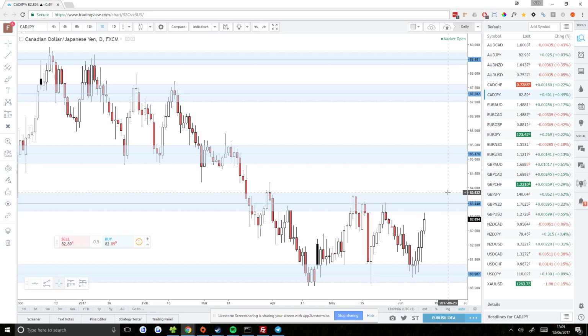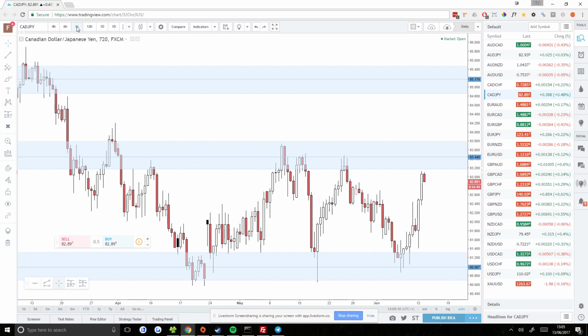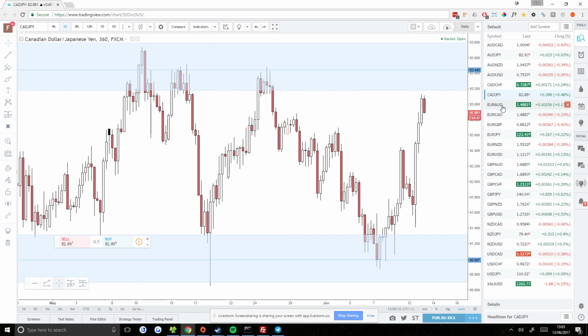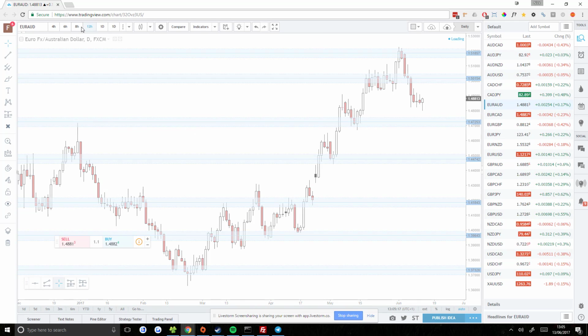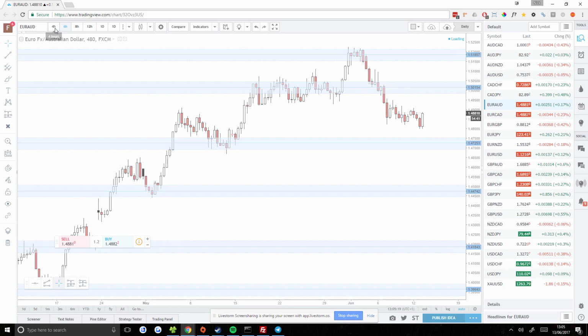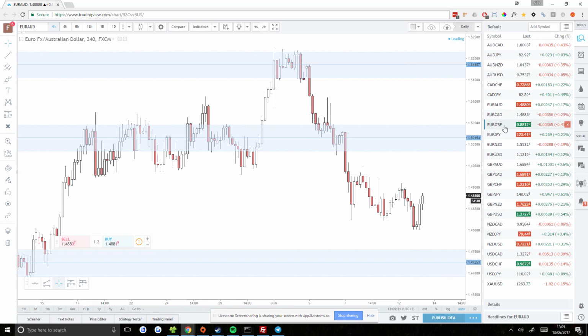No? Alright, fair enough. Well, long trade there. Looks to be going well. Doesn't look like anyone's still in it. But there's no potential trade there today. Euro AUD, 12 hour, 8 hour, 6 hour, 4 hour.